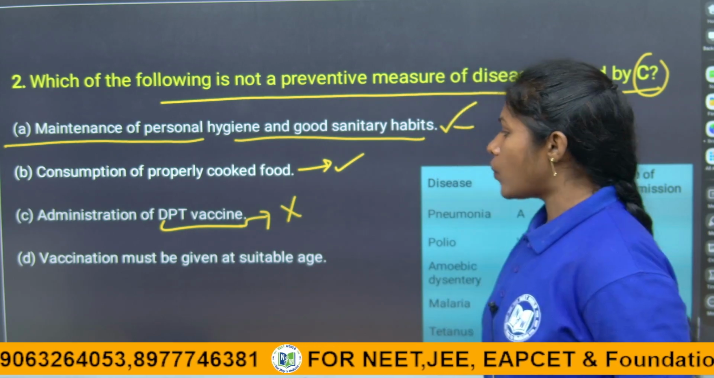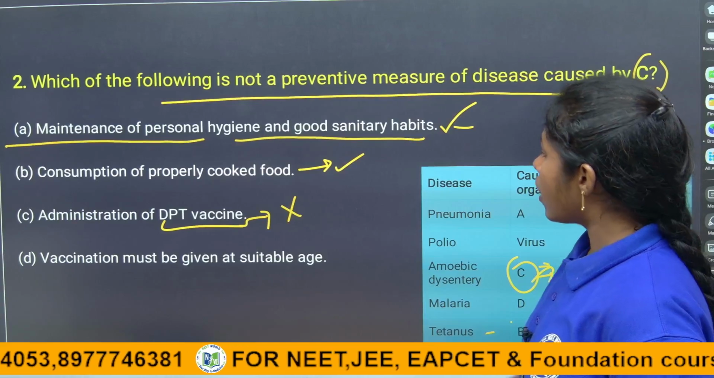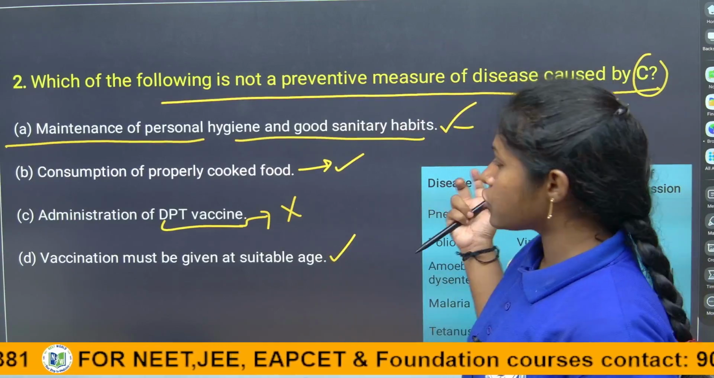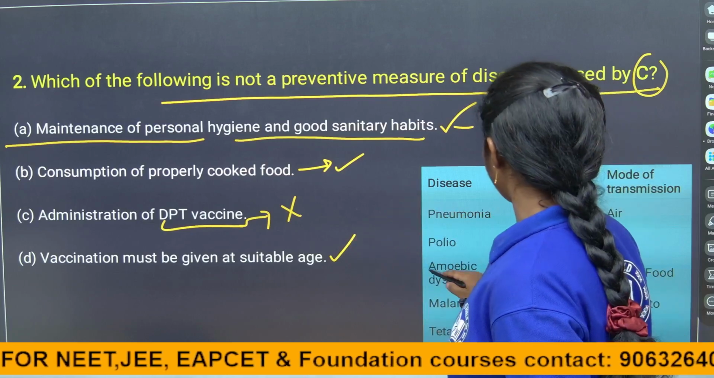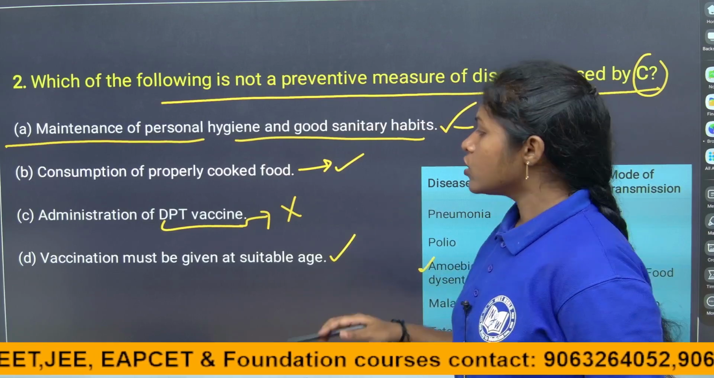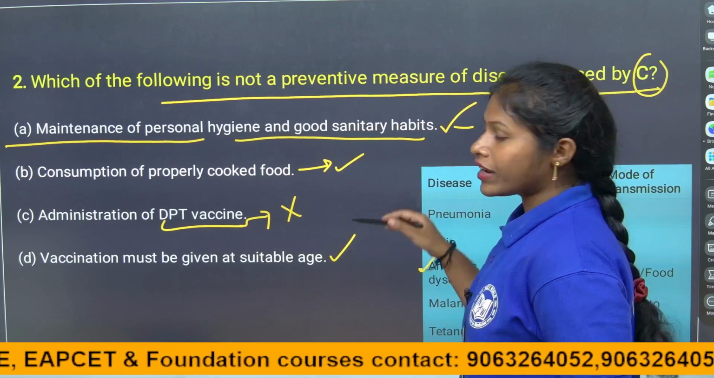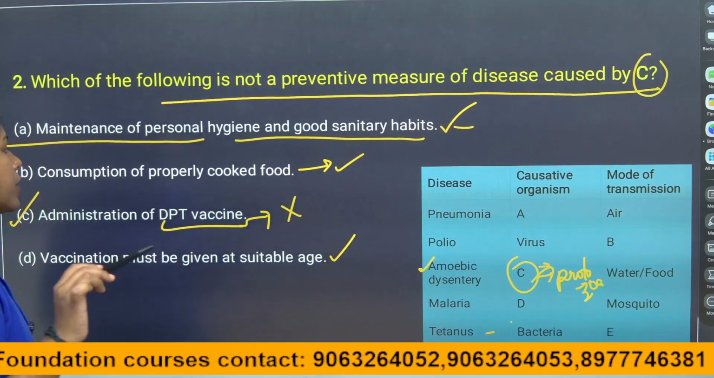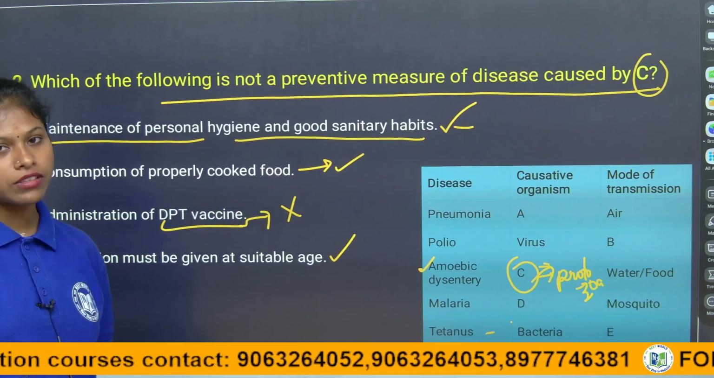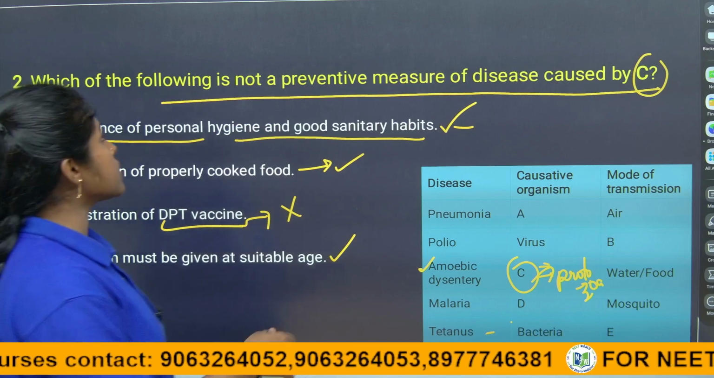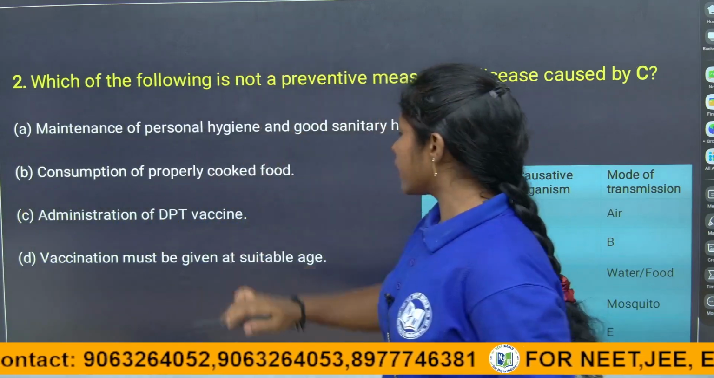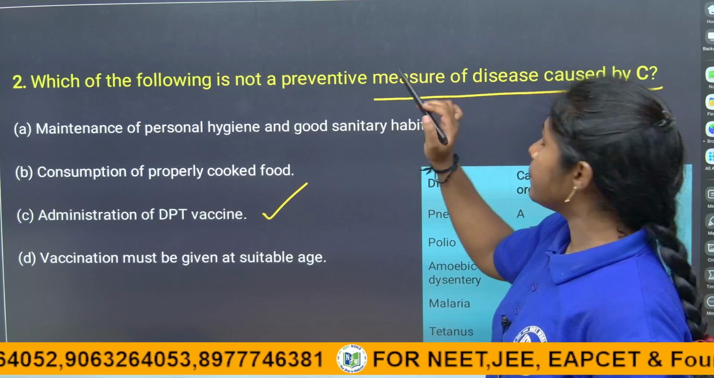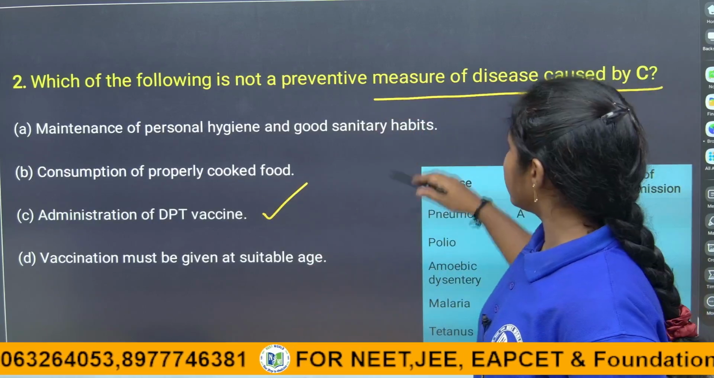Coming to the next, vaccination must be given at the suitable age. Of course, it is also one of the preventive measures we should take not to be affected by amoebic dysentery. So for this question, children, the answer is C, because the administration of DPT vaccine is not considered a preventive measure for amoebic dysentery, the disease caused by C.